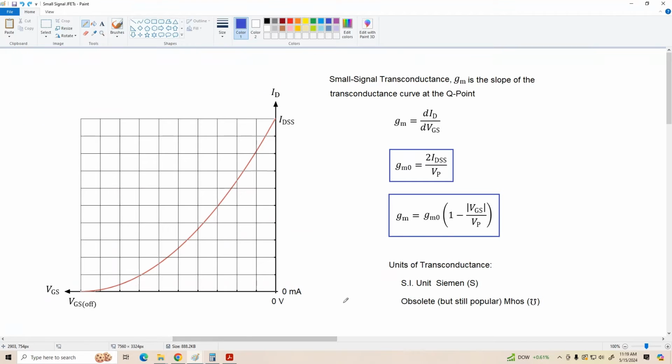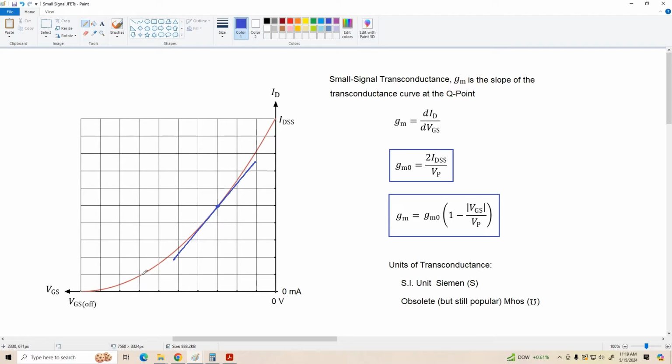Okay, here we're going to talk a little bit more about transconductance. If we establish a Q point somewhere on the curve, say right here, the transconductance of the JFET at that Q point is the slope of the tangent line at that operating point. So if I sketch the slope of this tangent here, it looks something like this, let's say. If I measure the slope of this line, that is g sub m at that Q point.